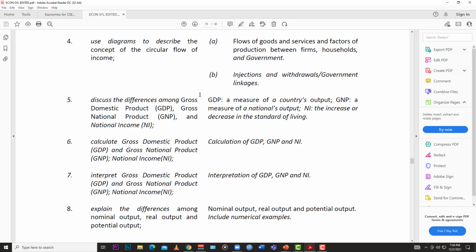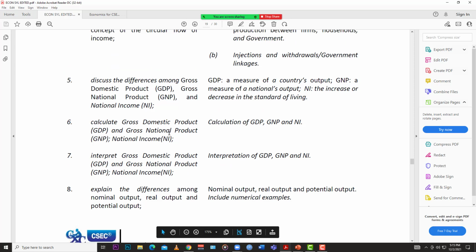Alright, so let's just jump right into what we're looking at today. So today we are going to be looking at section 5, discuss the differences among gross domestic product or GDP, gross national product, and national income. Then calculate gross domestic product, GDP, and gross national product, GNP. And interpret gross domestic product, GDP, and gross national product, and national income. So we're going to try and tackle those three objectives today. We started before, and so we're going to try and tackle them today.